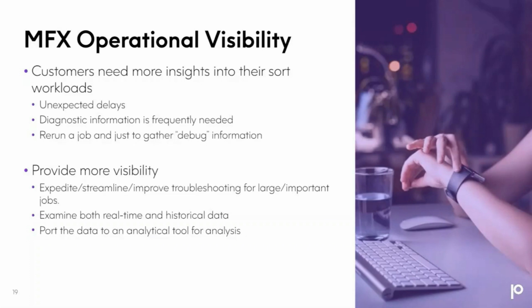Sometimes support would ask you to rerun a job just to gather debug information. So we're looking into finding ways where you can designate on your critical sort jobs to allow us to collect more job information so that if something goes wrong, then you'll have that readily available. The other part of this is to be able to provide more visibility into your sorting workloads.